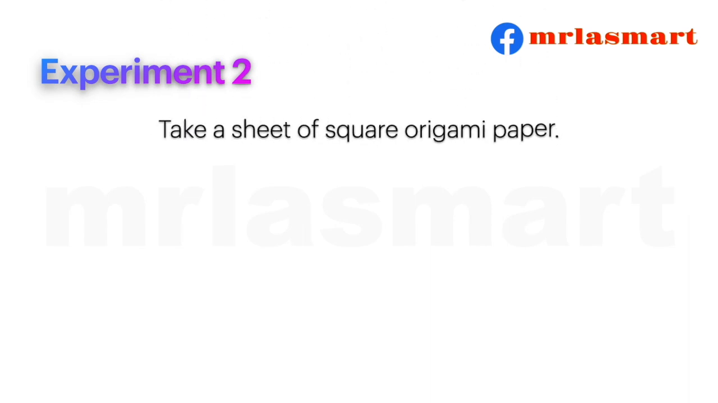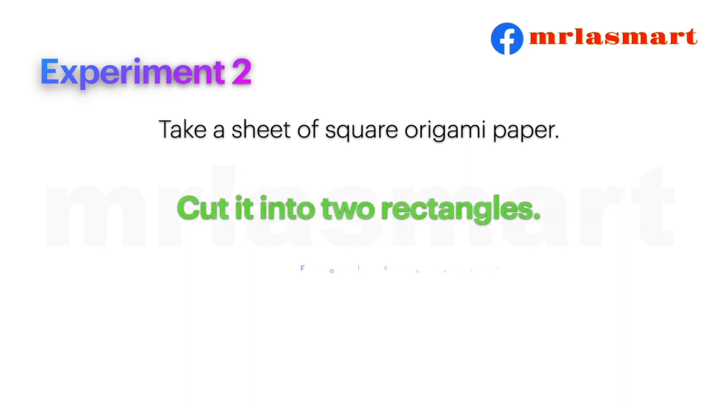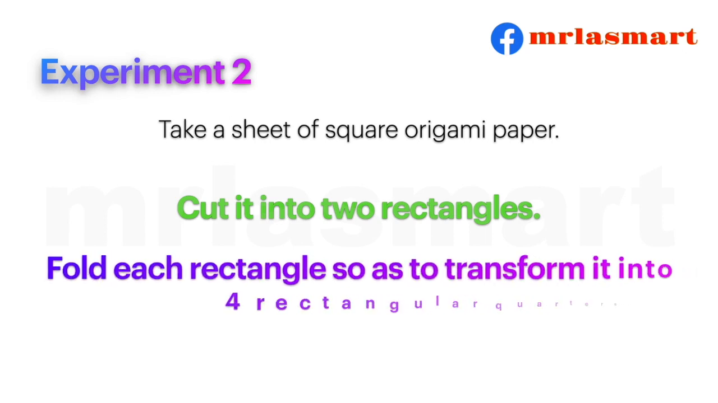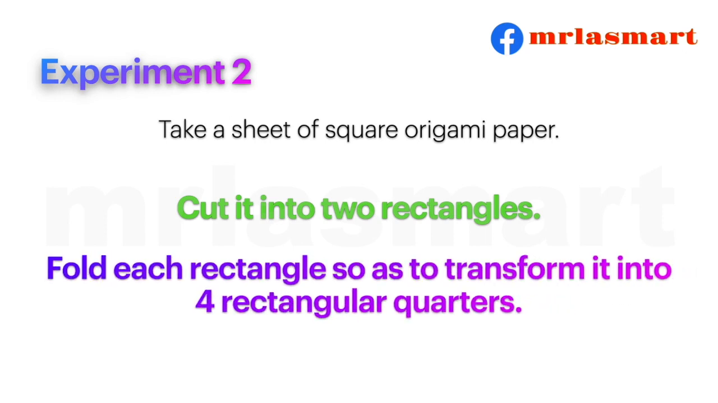Experiment 2. Take a sheet of square origami paper. Cut it into 2 rectangles. Fold each rectangle so as to transform it into 4 rectangular quarters.